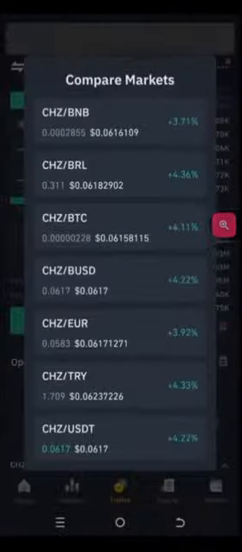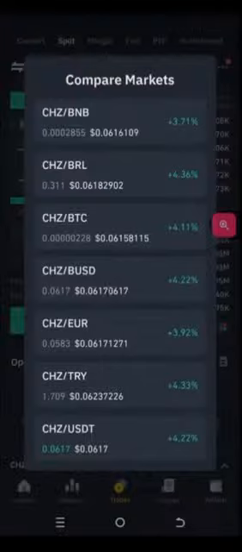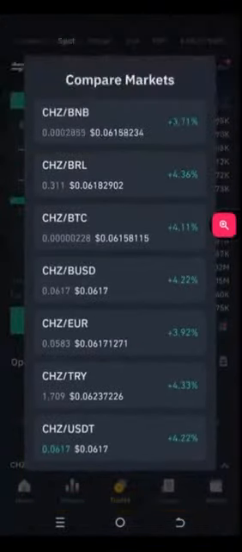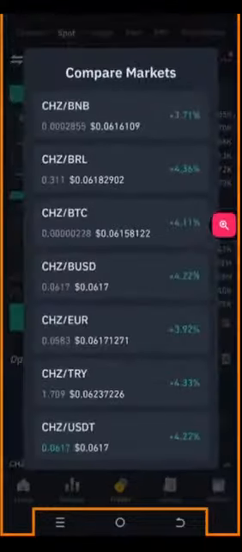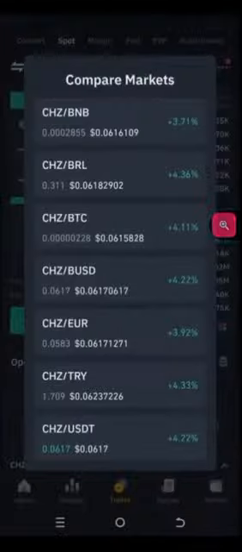Looking at this, which one is the cheapest price? You have to look for what is the cheapest price. We can see that it looks like BTC 0615. We have 0618 as BRL. We have 0616 as BNB. Then where's the USDT? USDT is 0617. Let me show you that. 0617. So which one would I go for? Wow. It's looking like the cheapest we're seeing here is BTC 0615, right?